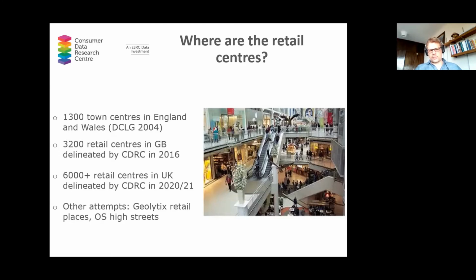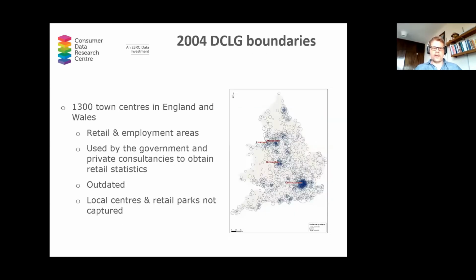Of course, there are also different commercial attempts, such as Geolytix Retail Places, or government agencies such as Ordnance Survey High Streets. In terms of Geolytix, it is a commercial product, so you have to purchase it if you want to use it. In terms of OS, there's a complex licensing process involved, so it's not that easily accessible as they are using licensed data. So let's focus on these different attempts of delineating retail centres for the UK.